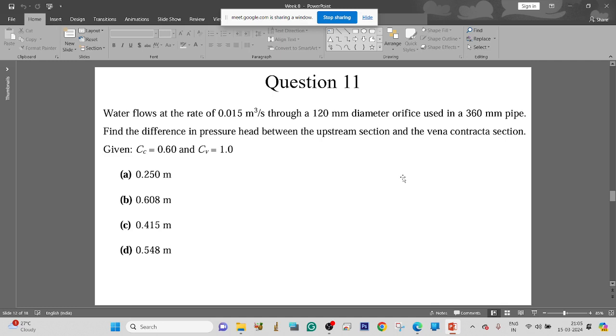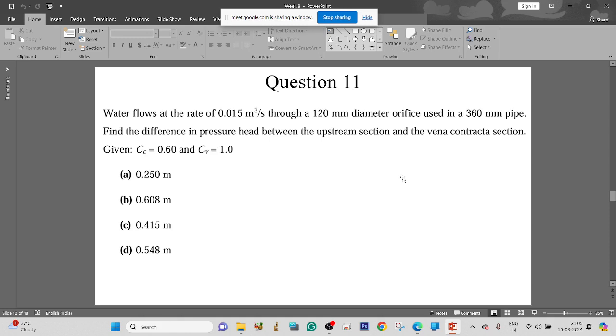Find the difference in pressure head between the upstream section and the vena contracta section. So CV and CC are given already. So what we need to find? We need to find the pressure difference, right? All the equations we already know, we have already derived in the class. So we just need to find the delta P upon rho G, the difference in pressure head.